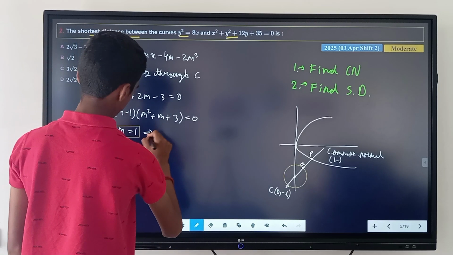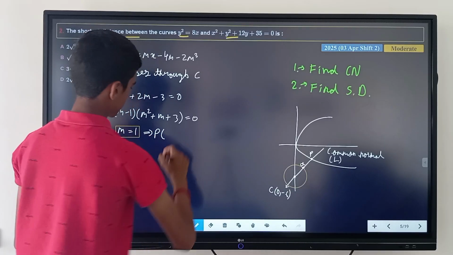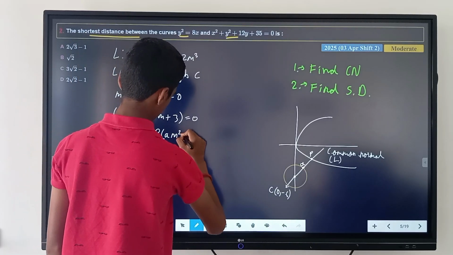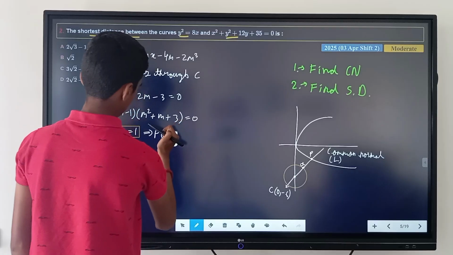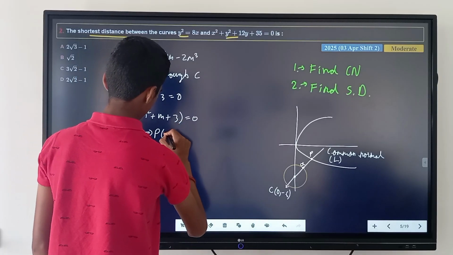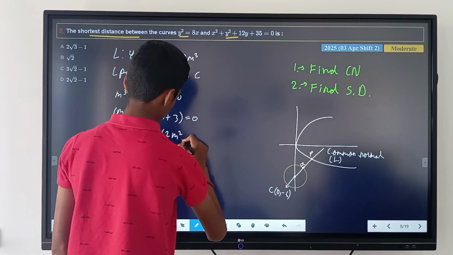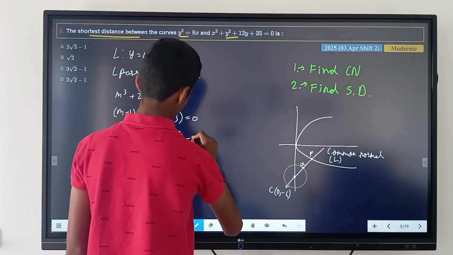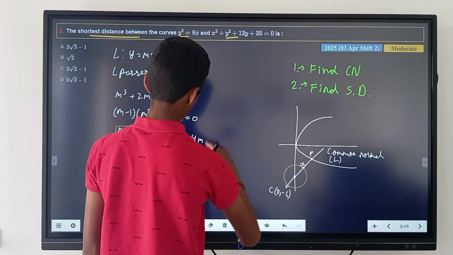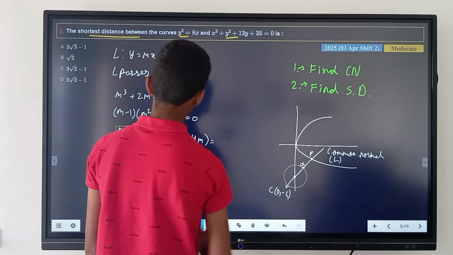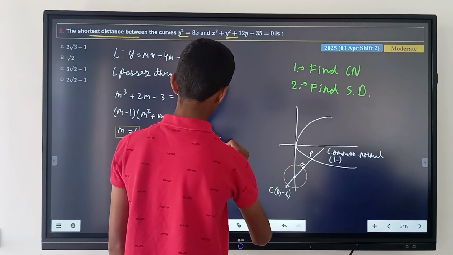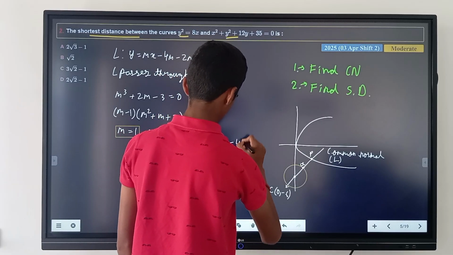So from here, point P will be (am square, minus 2am). Let's write a is 2, so 2m square comma minus 4m. So from here we will get (2, minus 4).